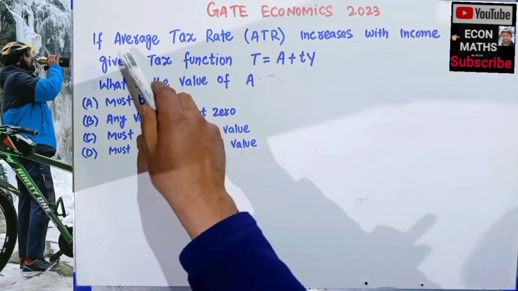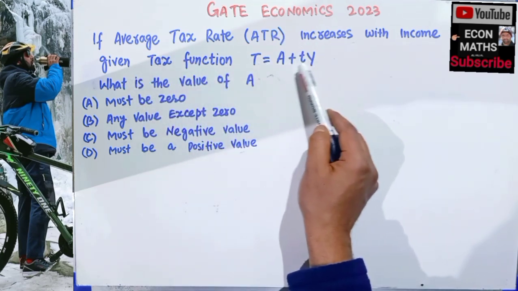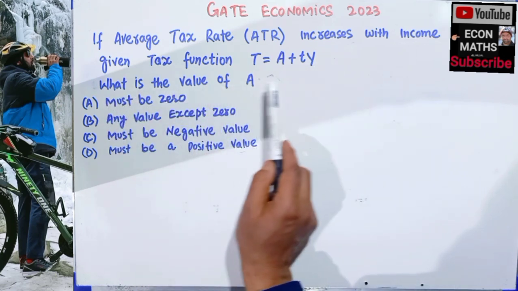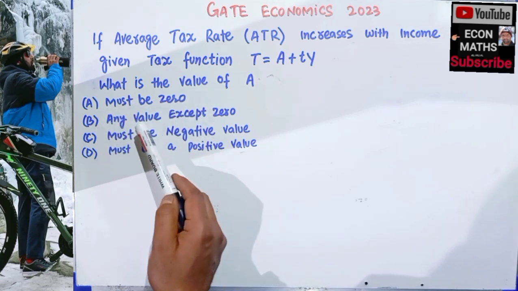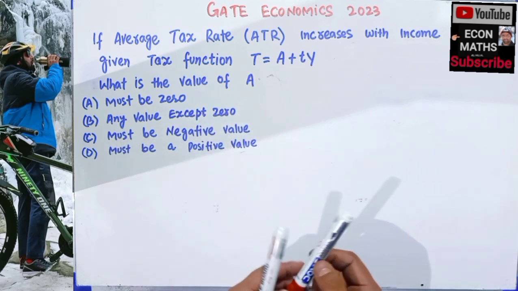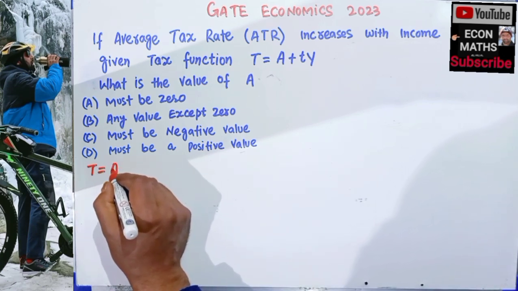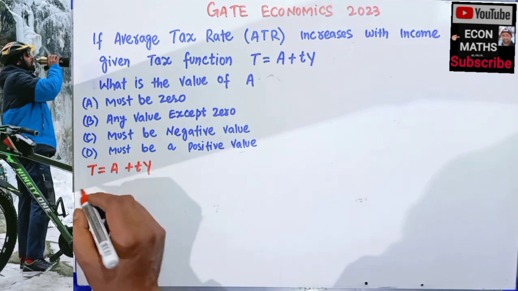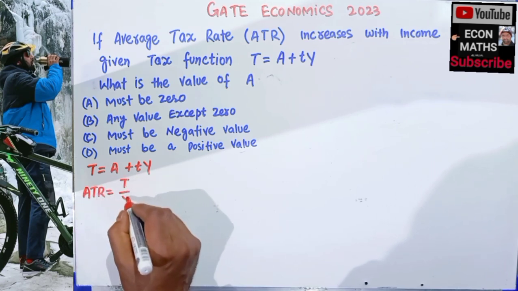The question is, if the average tax rate increases with income, given the tax function T is equal to a plus ty, where T denotes the tax and y is the income, what is the value of a? The options are: it must be 0; second, it must be any value except 0; third, it must be negative; fourth, it must be positive. So we have tax T is equal to a plus ty. What is ATR then? Average tax rate will be equal to T upon y.